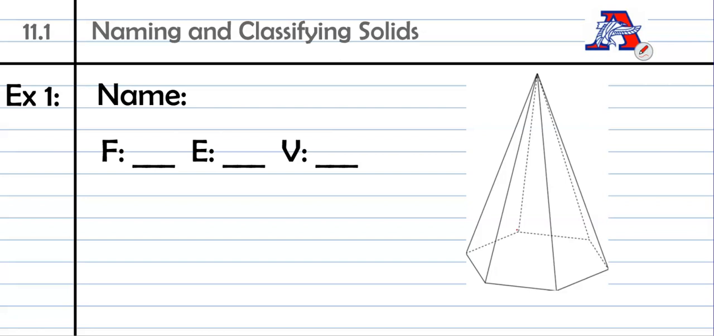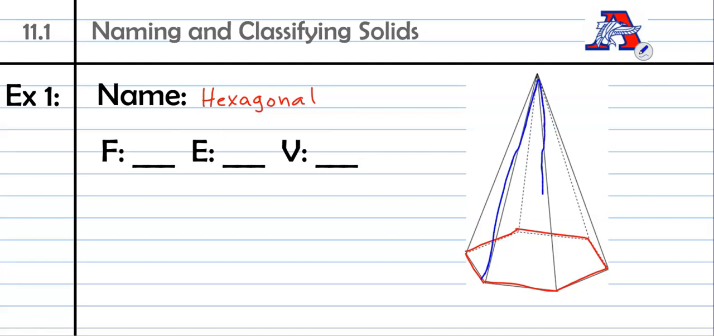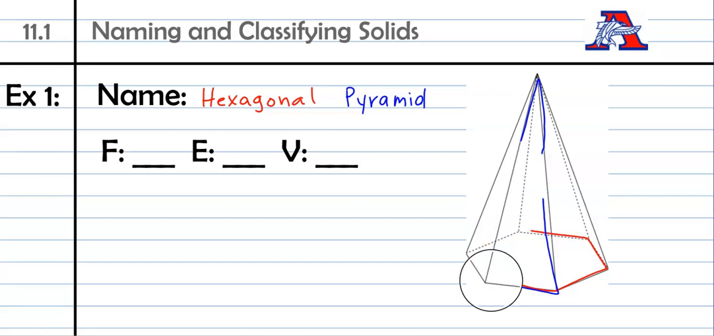First thing we're going to do is name it. So we're going to start by looking at the base, which is down here. And that base has 1, 2, 3, 4, 5, 6 sides. So a 6-sided polygon is called a hexagon. So this is going to be a hexagonal. And then look at your faces. This time, they're not rectangles, they're triangles. So if they're triangles, it is a pyramid. So the name of that polyhedron is a hexagonal pyramid.